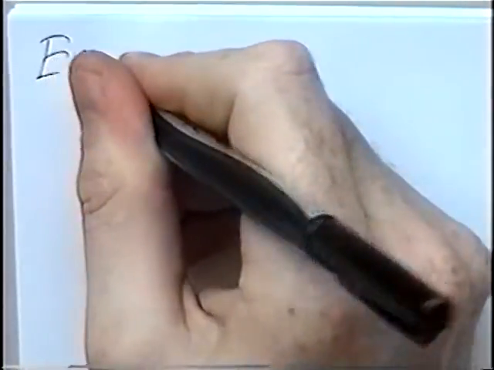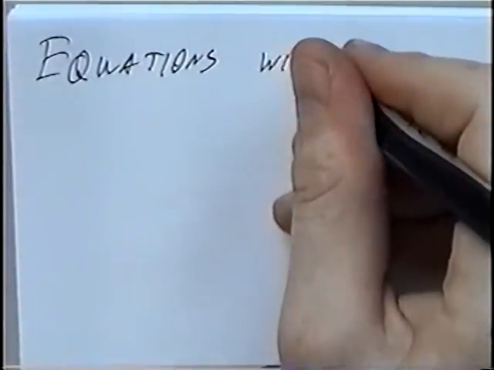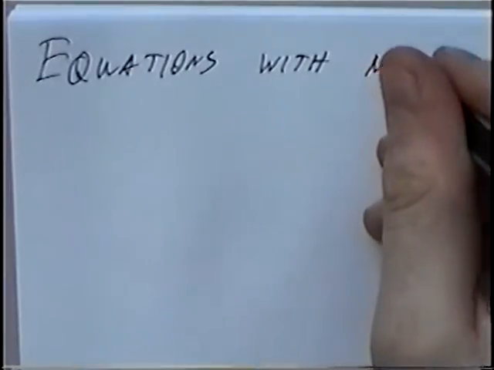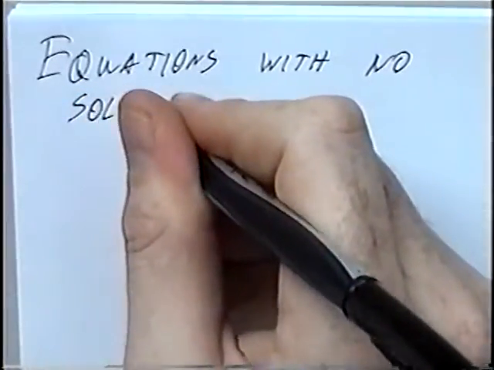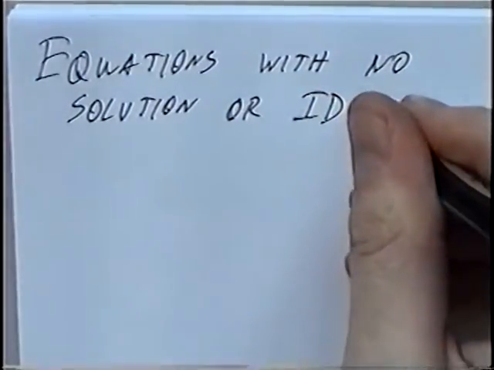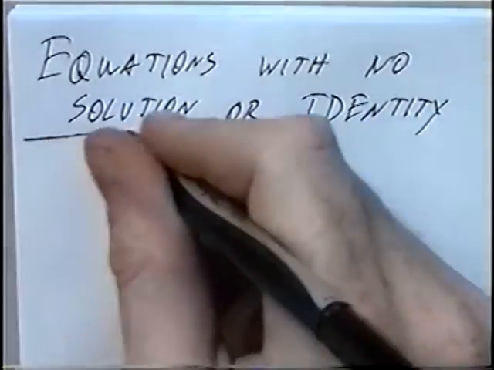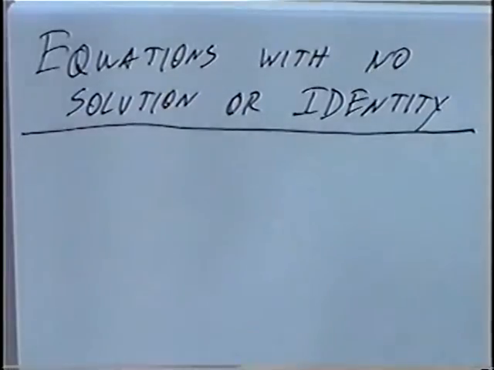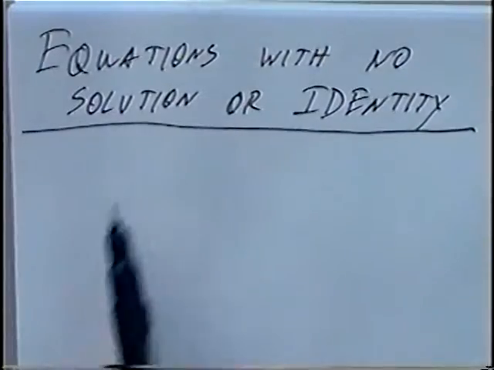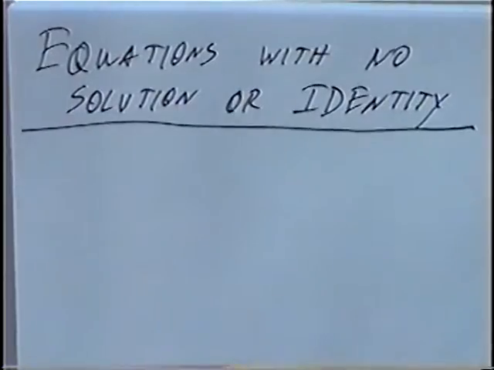Title of the last section today is Equations with no solution or identity. This question will have equations, which when we solve will either have no solution, which means no number works, or identity, which means every number works.